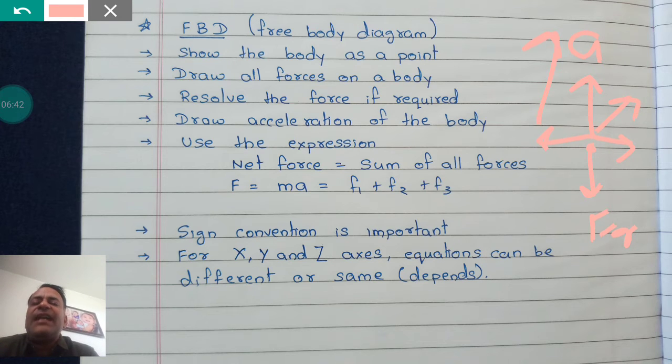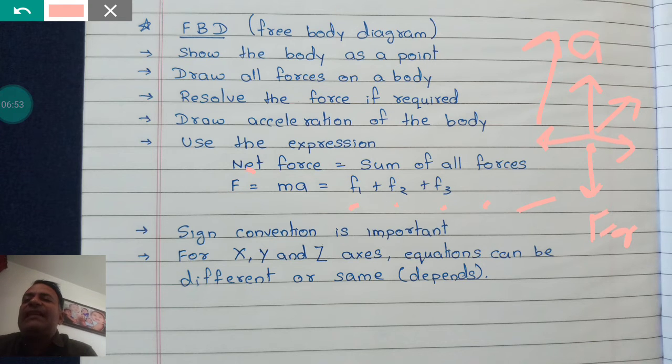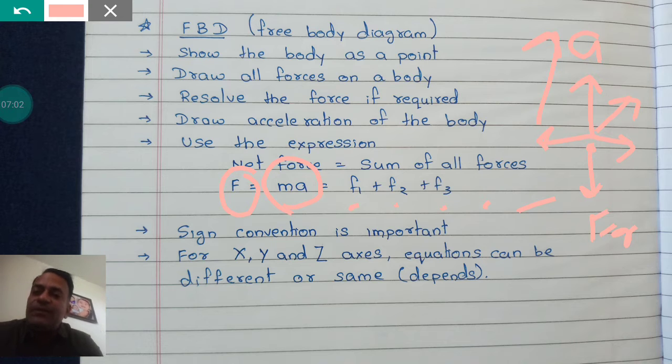Now, how many forces are actually acting on this body? There are 5 forces. So if I add all these 5 forces, force 1, 2, 3, 4 and 5, then I will get the resulting force on that body. And that resulting force on the body will always be equal to mass into acceleration, m into a.